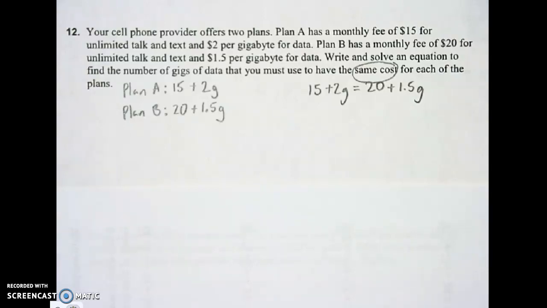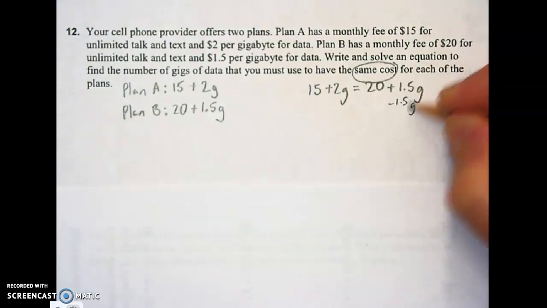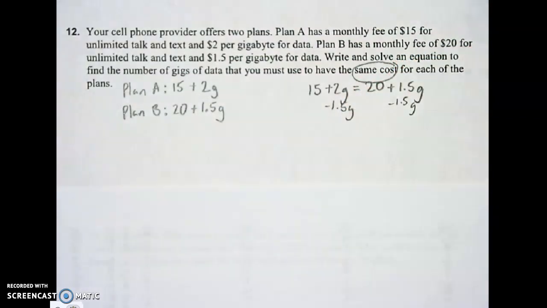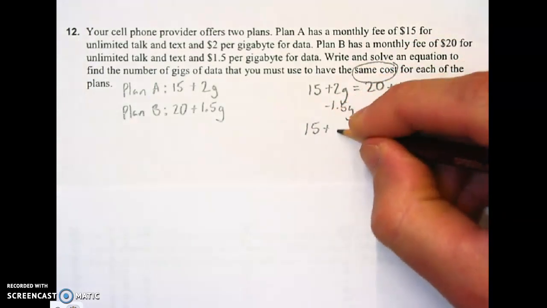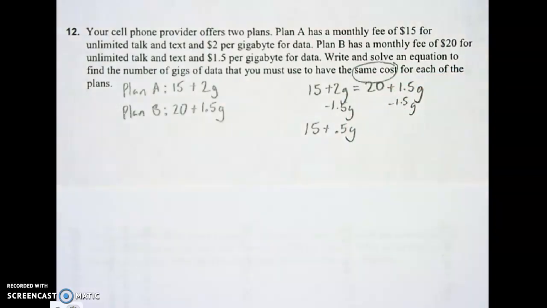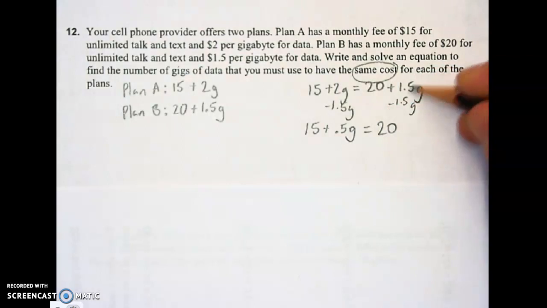Okay, let's get this solved. Let's get the G's onto one side. I'm going to subtract the 1.5 G's from both sides. That'll leave me with 15 on the left plus 0.5G. And that'll equal 20. We canceled out the G's on the right side.